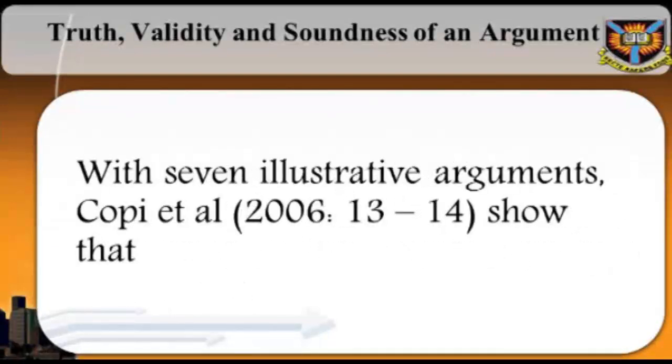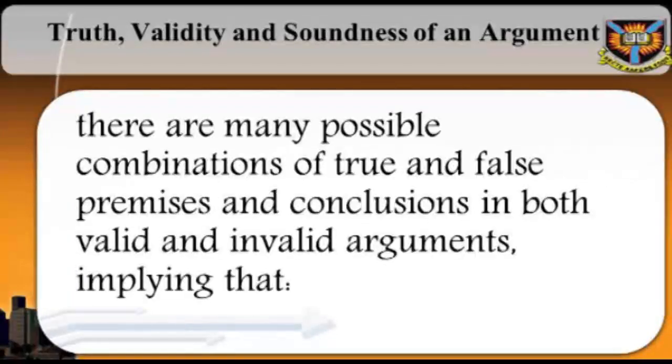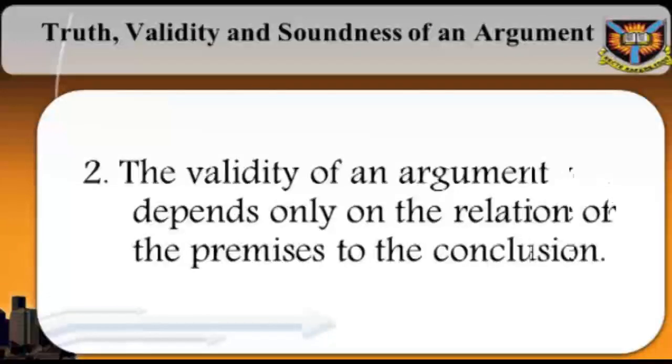With 7 illustrative arguments, Copi et al., 2006, from page 13 to 14, shows that there are many possible combinations of true and false premises and conclusions in both valid and invalid arguments, implying the following. 1. An argument may be valid even when its conclusion and one or more of its premises are false. And 2. That the validity of an argument depends only on the relation of the premises to the conclusion.